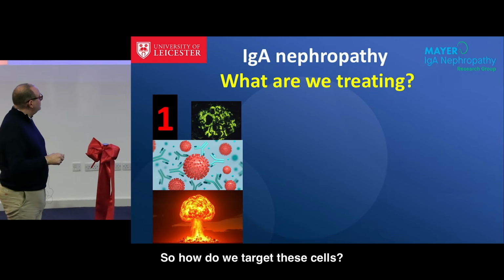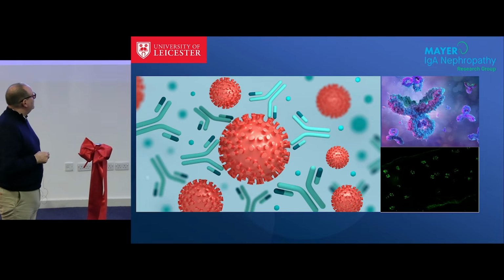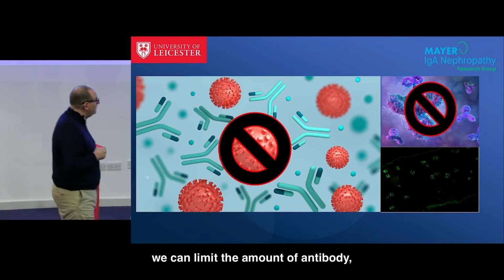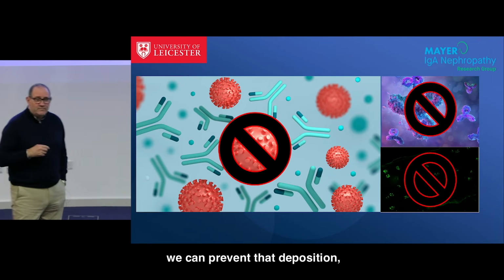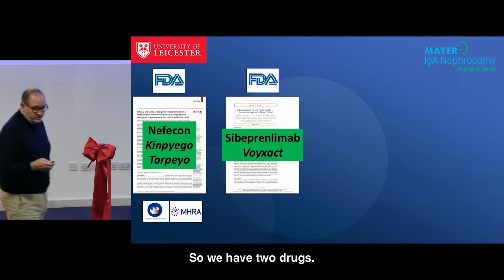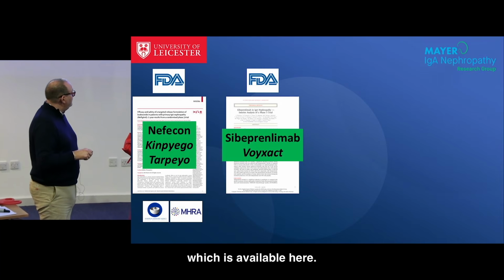So how do we target these cells? And what drugs are there? Because the rationale is if we can target these cells, we can limit the amount of antibody, we can prevent that deposition and everything else that follows. So we have 2 drugs. We have Nefecon, which is available here.